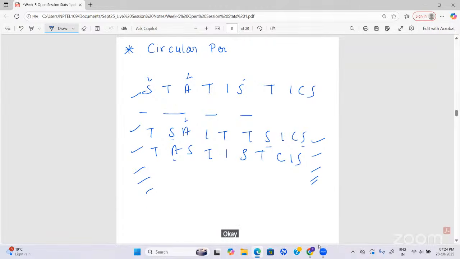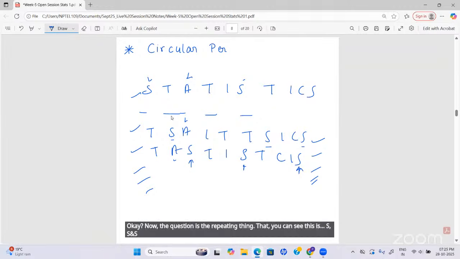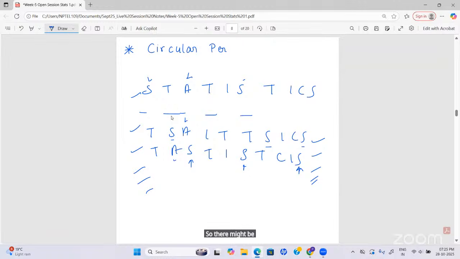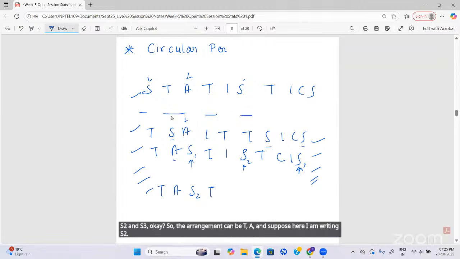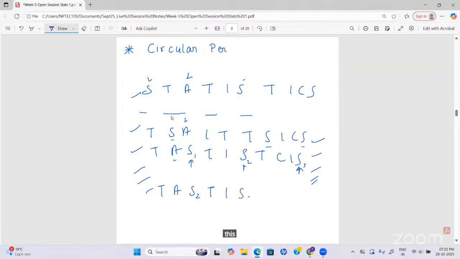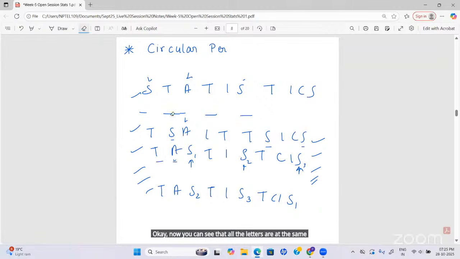Now the question is the repeating thing. You can see this is S, S, and S. For instance, I write it S1, S2, and S3. So the arrangement can be T, A, and suppose here I am writing S2, this T, I, suppose S3, T, C, I, and S1. Now you can see that all the letters are at the same position in both these two cases.